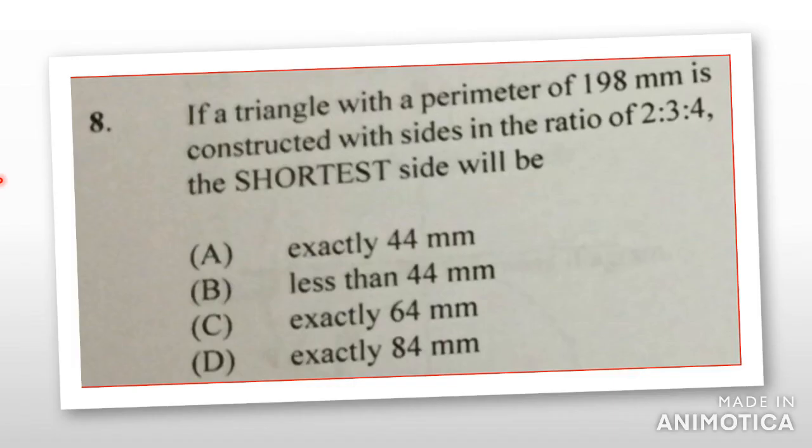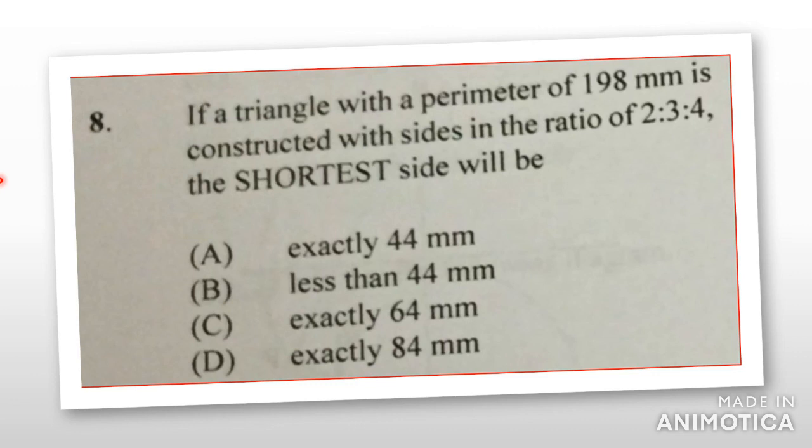Number 6, not D. If a triangle with a perimeter of 198 millimeters is constructed with sides in the ratio of 2 to 3 to 4, if you're not sure what ratio is, it's like portions. So you have two slices of a pizza, somebody else has three, and somebody else has four. So it's like portions of a complete pizza. The shortest side will be A, exactly 44, B, less than 44, C, exactly 64, or D, exactly 84.